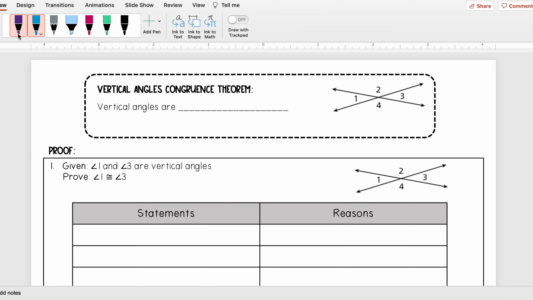Now for this video, we're going to be looking at the vertical angles congruence theorem. Since it's a theorem, we will actually be proving it in our proof below. The vertical angle congruence theorem says that vertical angles are congruent. If you recall from our previous unit, vertical angles are those that are opposite of each other when angles form an X like this. So here, angle 1 would be congruent to angle 3, and angle 2 would be congruent to angle 4.